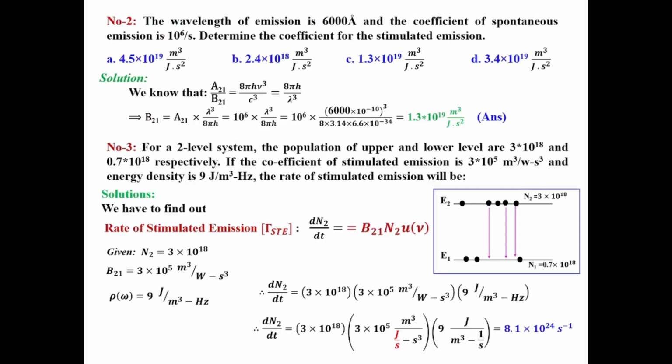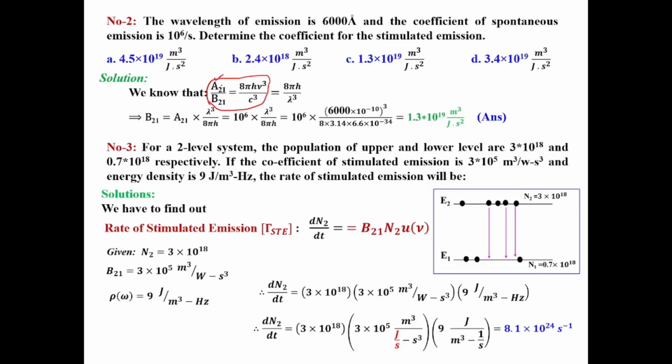Question number 2. The wavelength is given as 6000 angstrom, and the coefficient of spontaneous emission is 10 to the 6 per second. Determine the coefficient of stimulated emission. That means A is given and we have to find B, and the wavelength of that laser is given. So here we are going to use the expression A21 by B21. It is given that it is a two-level laser system, and for any particular transition we are going to consider A21 by B21.